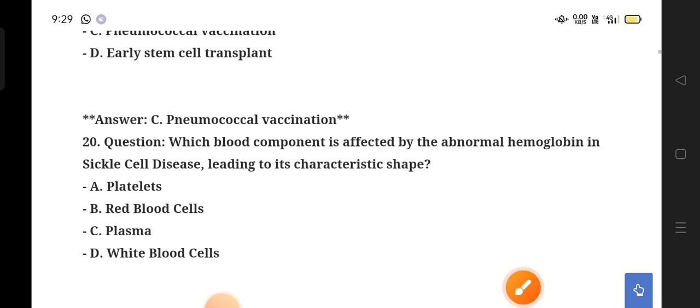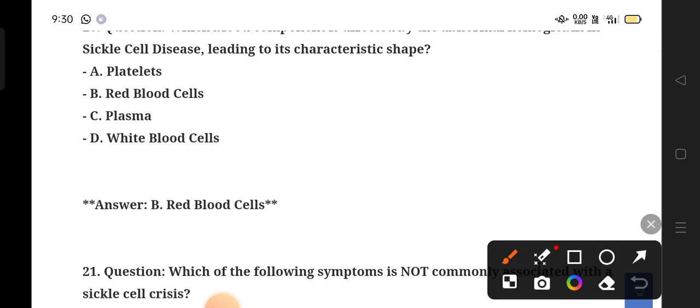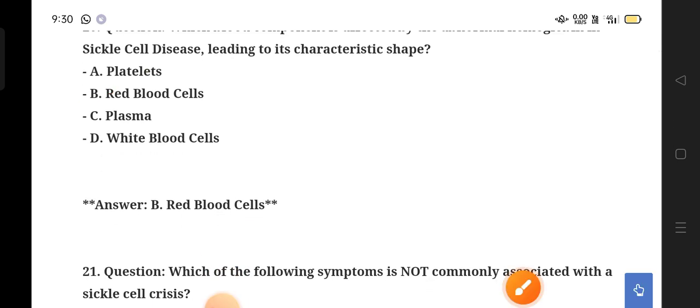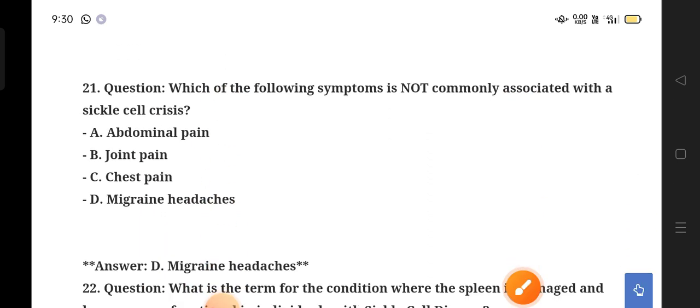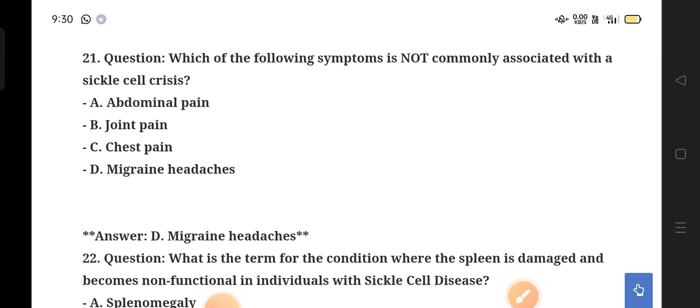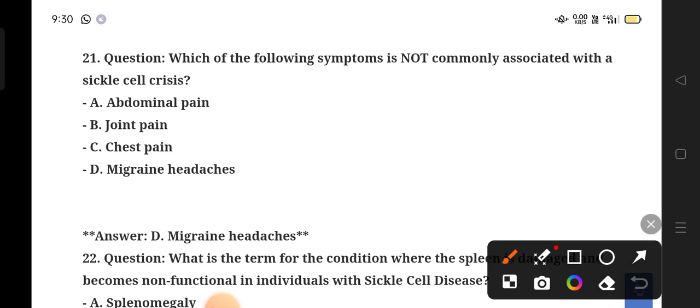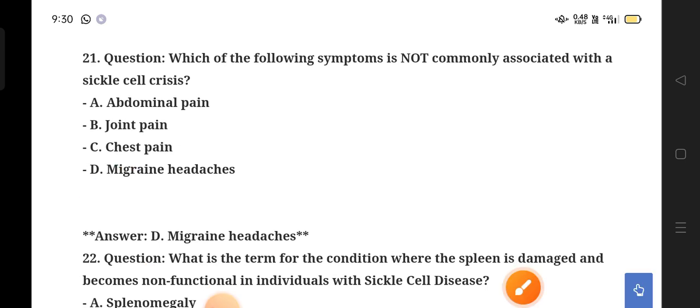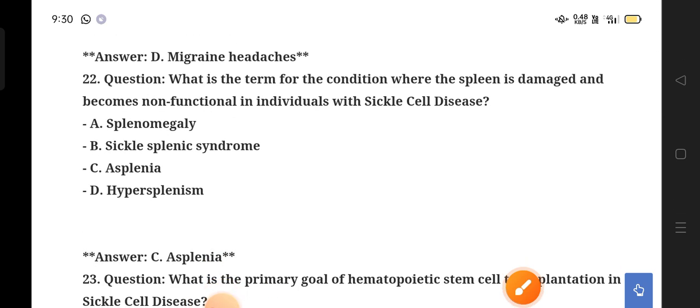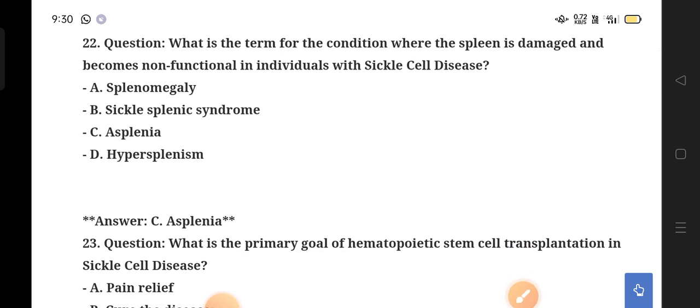Next, which blood component is affected by the abnormal hemoglobin in sickle cell disease, leading to its characteristic shape? Option B is the correct answer, RBC, red blood cells. Next one is, which of the following systems is not commonly associated with the sickle cell crisis? Option D, migraine headaches.